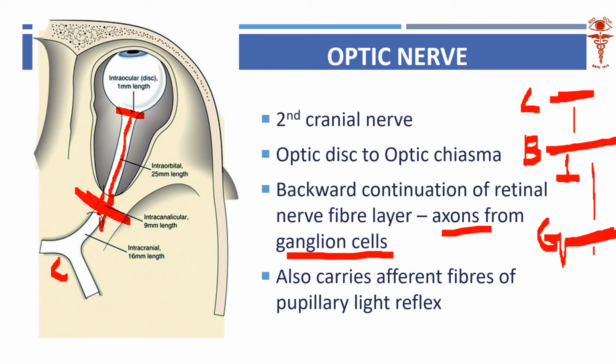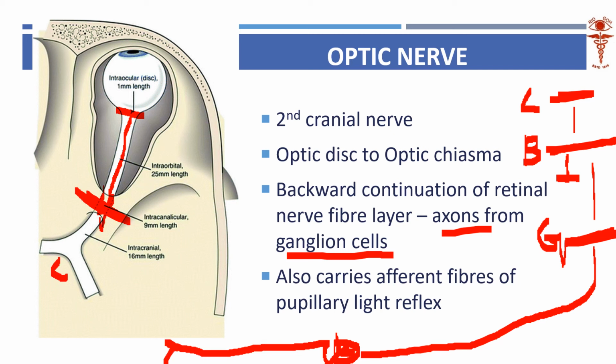So from the ganglion cell, my nerve starts and runs a long distance: optic nerve, optic chiasma, optic tract, and finally reaches the lateral geniculate body. In the LGB, I have my third order neuron. And from this third order neuron, my further fibers go, that is, the radiation going towards the cortex. So these are the 3 levels.